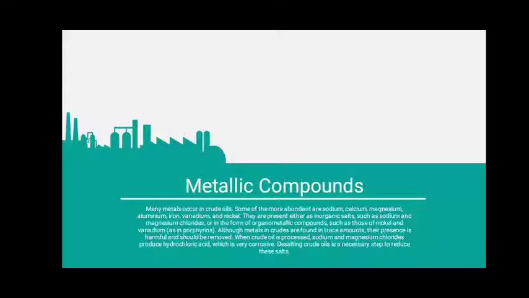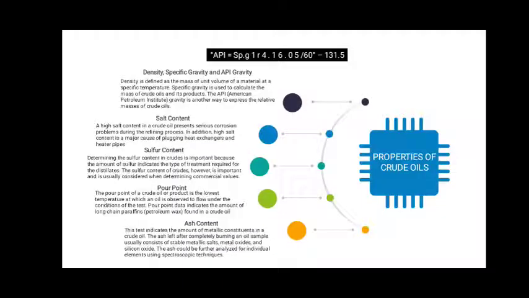Although metals in crudes are found in a trace amount, their presence is harmful and they should be removed. When crude oil is processed, sodium and magnesium chlorides produce hydrochloric acid, which is very corrosive. Desalting crude oil is a necessary step to reduce the salt. And the second topic is properties of crude oil.